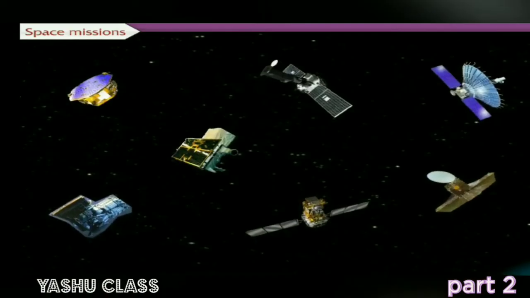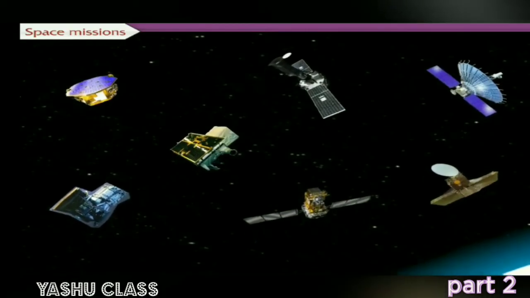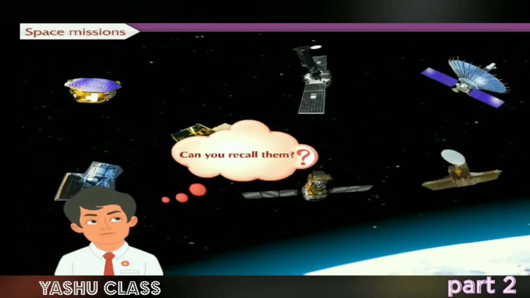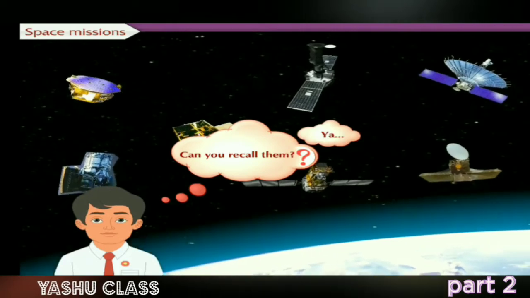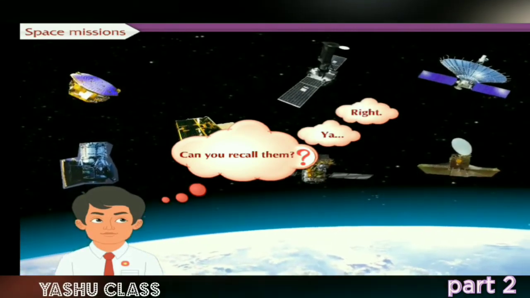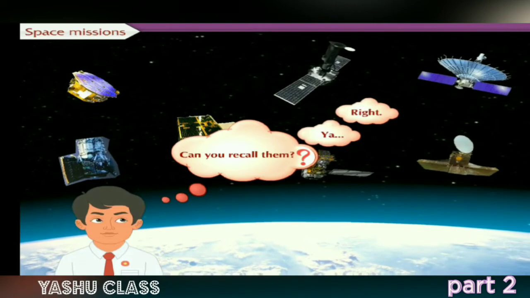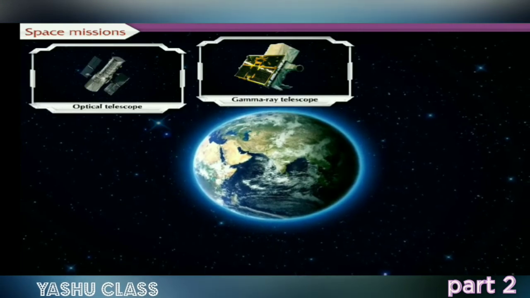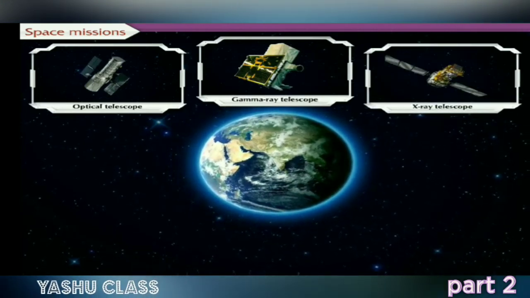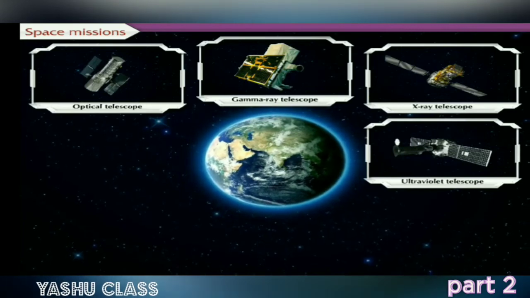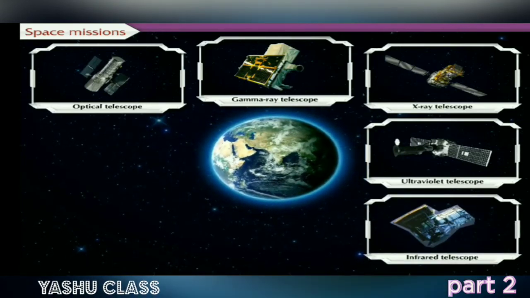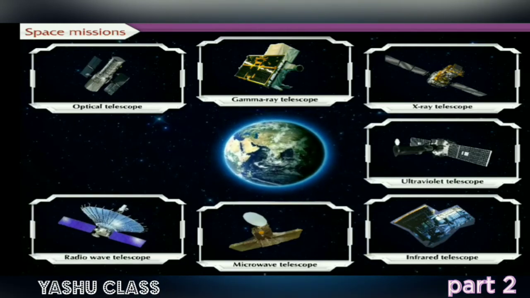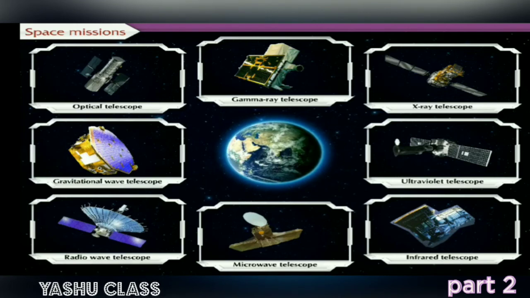In the previous grade, we have already studied about the various types of telescopes orbiting around the Earth. Can you recall them? Yeah, right! Some of the important telescopes which are active in space include optical telescope, gamma-ray telescope, X-ray telescope, telescope receiving ultraviolet rays, infrared telescope, microwave telescope, radio wave telescope, and the telescope receiving the gravitational waves.